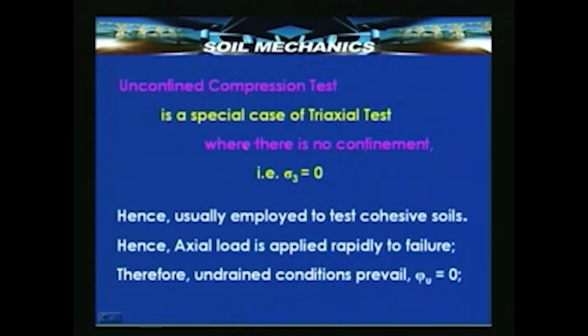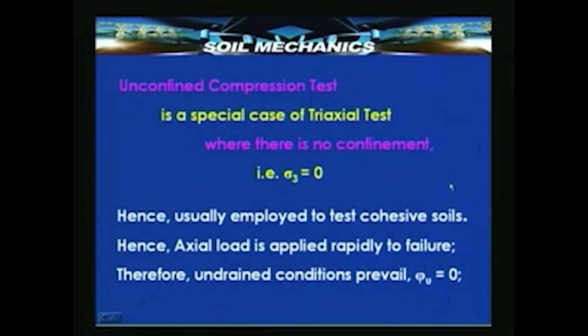See here, an unconfined compression test is a special case of a triaxial test, because the only difference between the two is that in the unconfined compressive strength test sigma 3 is 0. This is usually employed to test cohesive soils. Hence, an axial load is applied rapidly to failure. There is no confining pressure applied at all.